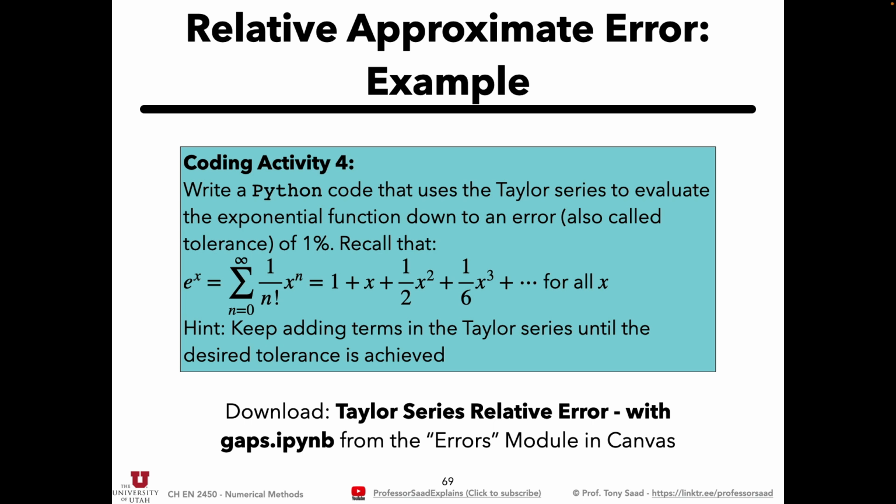Okay, so how are we going to define the better approximation and the worse approximation? Remember, the approximate error is a difference between a better approximation and a worse approximation. So what's going to be the better approximation? The one with more terms, and the one with fewer terms is going to be the worse approximation.